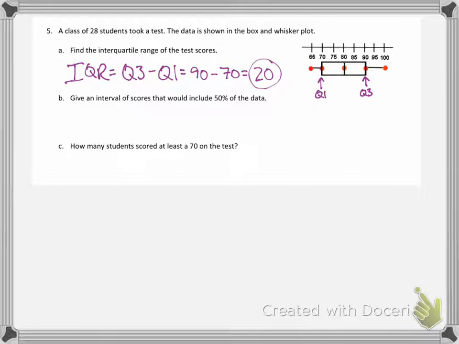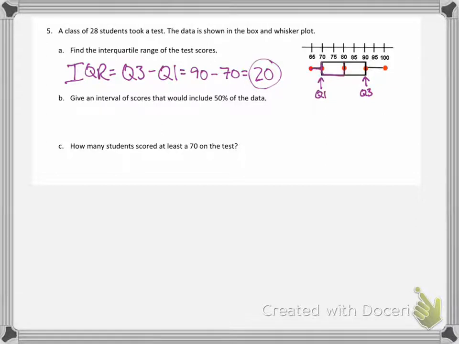Part B, give an interval of scores that would include 50% of the data. So 50% of the data means 2 pieces of the box and whisker plot next to each other. That's what would represent an interval of 50%. So if I want to have an interval of scores that include 50% of the data, I need 2 pieces right next to each other. So I have 3 options for this that are all correct.